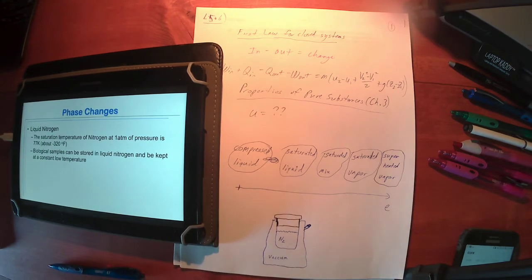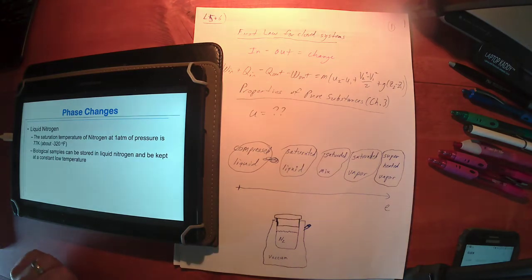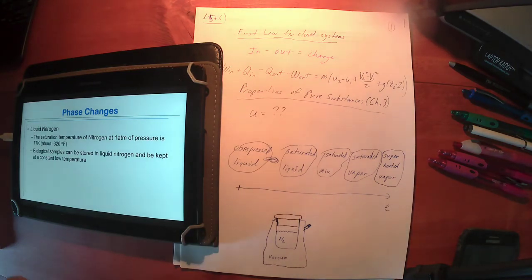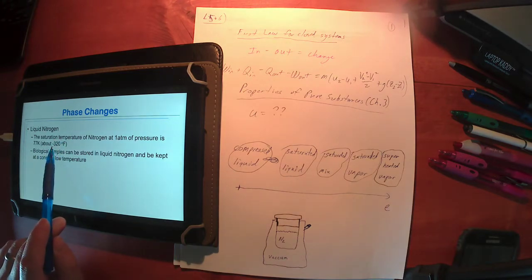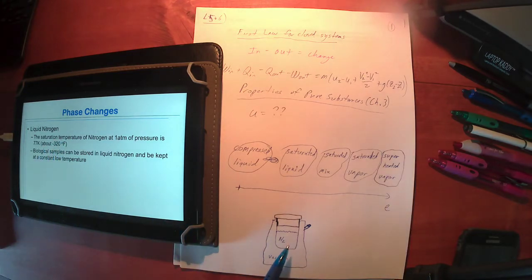Let's finish talking about saturation point, the boiling point of substances, and that they will stay at a constant temperature so long as the pressure is constant. So we're talking about how we keep liquid nitrogen at 1 atmosphere pressure. Liquid nitrogen occurs at about minus 320 Fahrenheit, and we can use that to preserve biological samples, reproductive tissues, stem cells, etc.